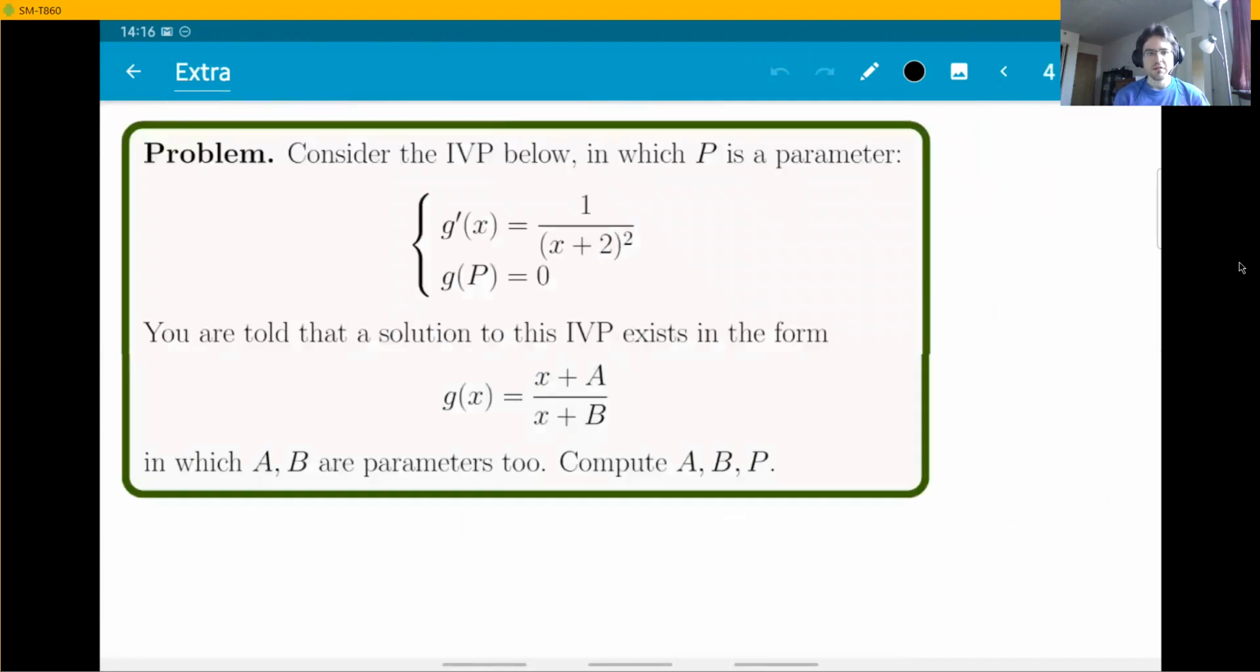And last one. Now this is about antiderivatives, more specifically initial value problems. Consider the IVP below, in which this number p is a parameter.